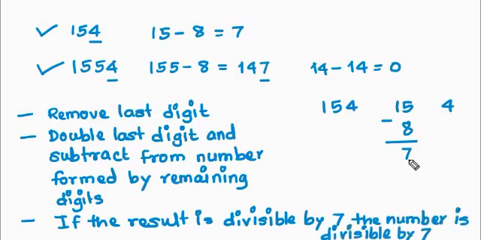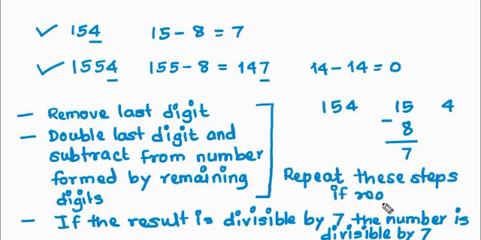If the result which we get is divisible by 7, then the original number also is divisible by 7. Now in case we don't get a small enough number, then we need to repeat these steps if required, if we have a big number. Let's see another method. Let's take the same numbers.